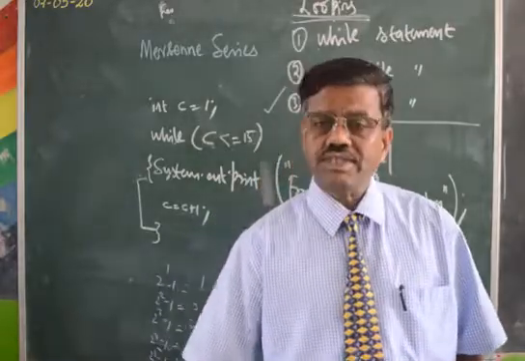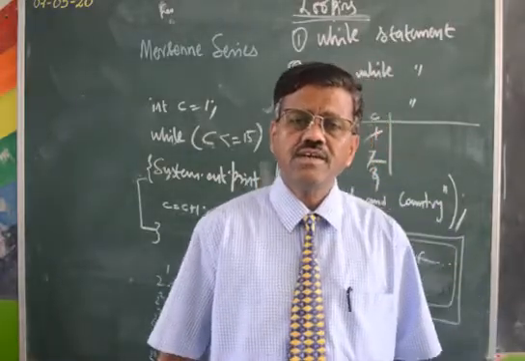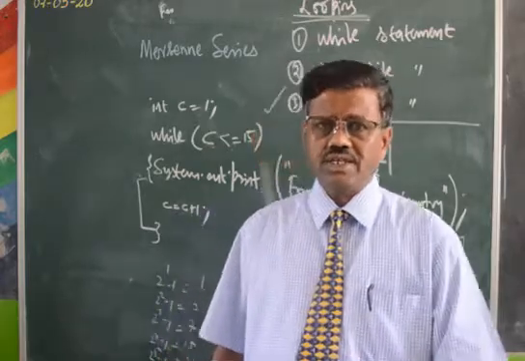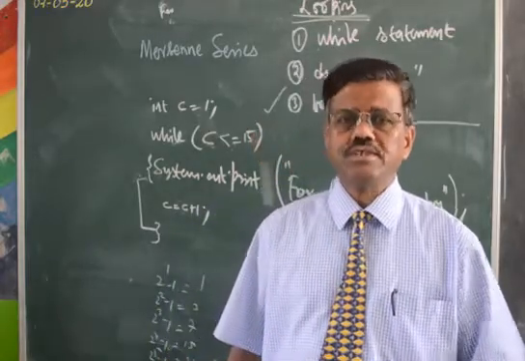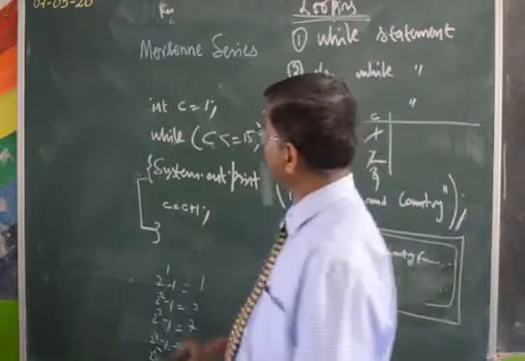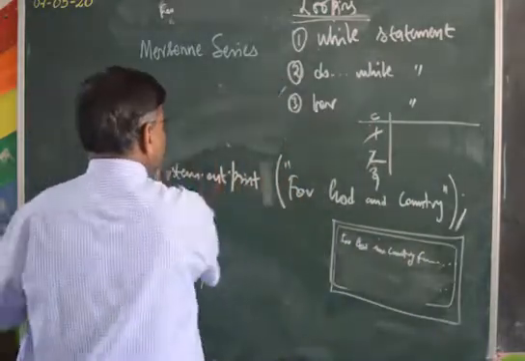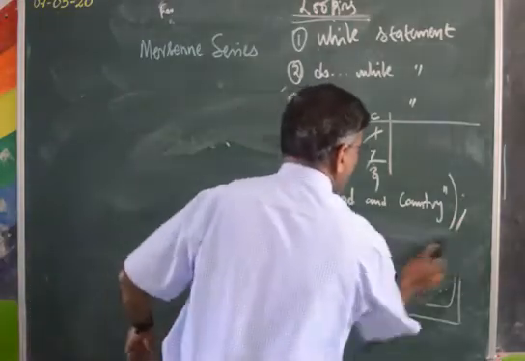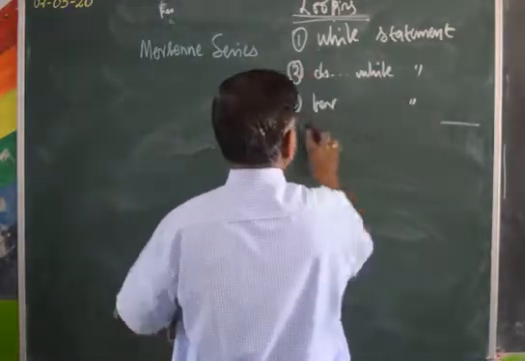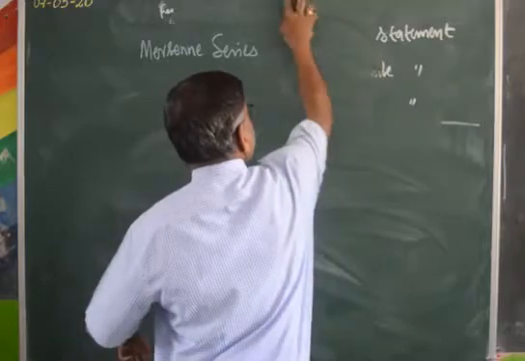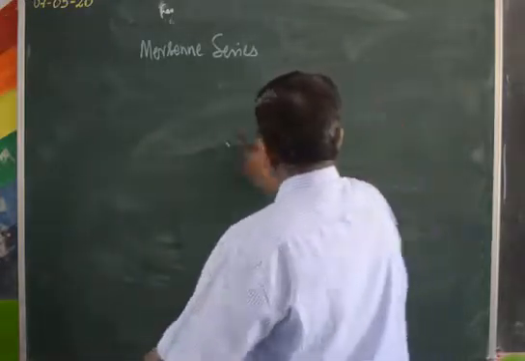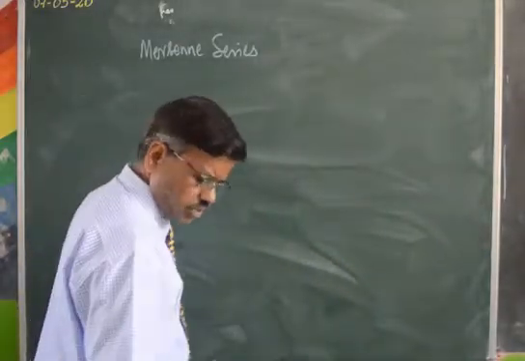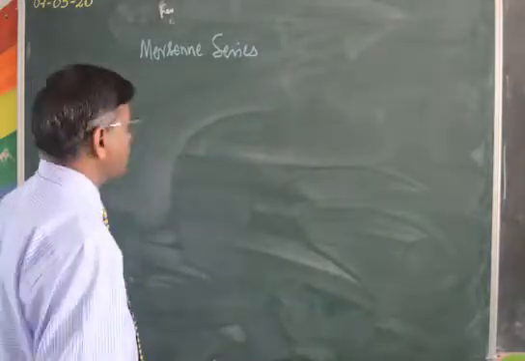The question goes like this. Generate a Mersenne series up to 15 terms. Right? 15 terms. Here I go. I write a simple program with the help of a do while statement. I'll do it. Right?